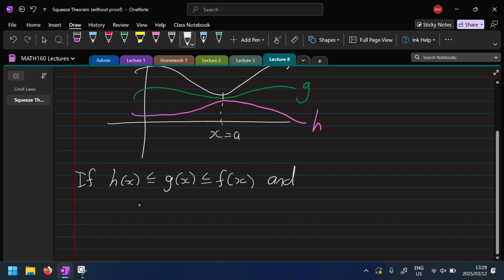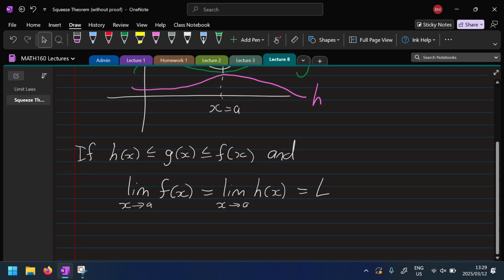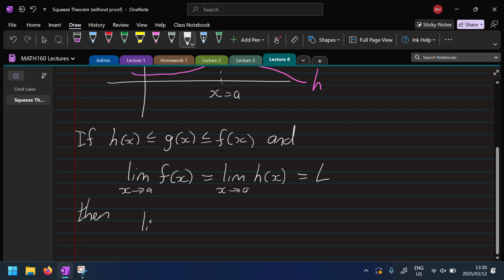The second requirement is that the limit as x goes to a of f of x is equal to the limit as x goes to a of h of x. So these must agree. Let's call it L. So the limit of f, that's the upper function. The limit of h, that's the lower function. They agree, being equal to L. Then we can conclude that the limit as x goes to a of g of x is also L.